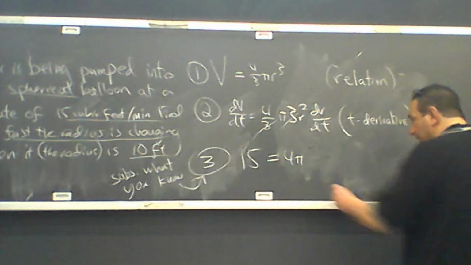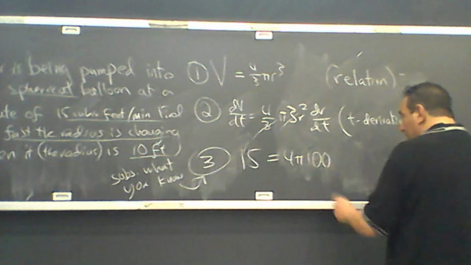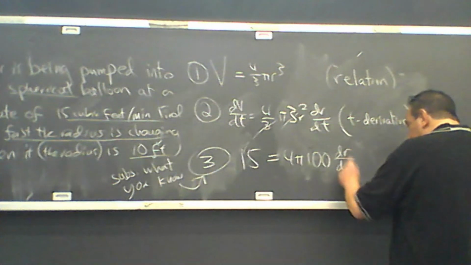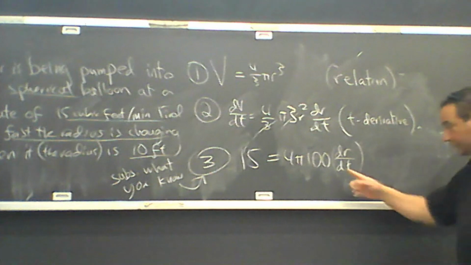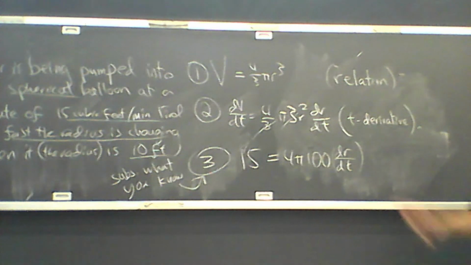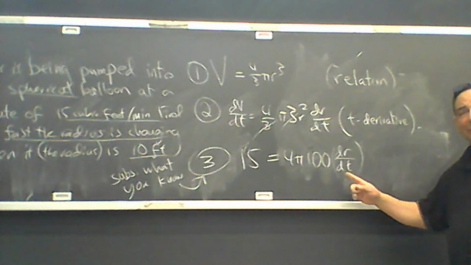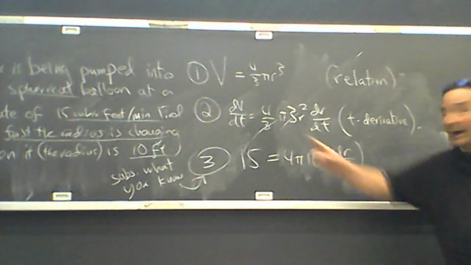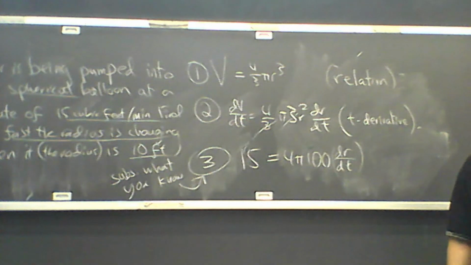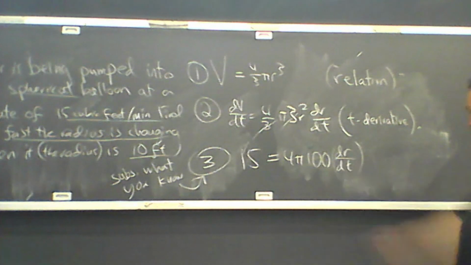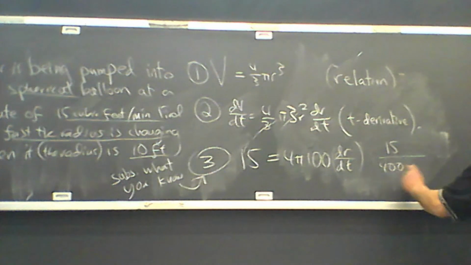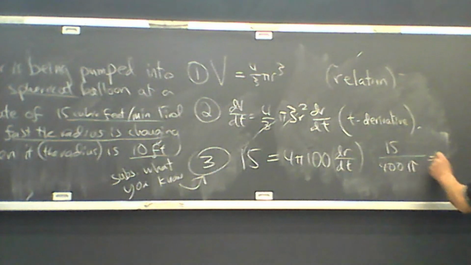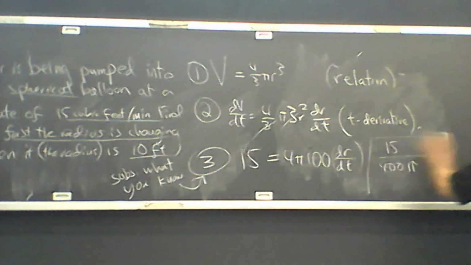Okay, anyway, so like I said, this snapshot occurs when the radius is 10 feet. So let's plug in 10 for the radius. And we have 10 squared, which is 100. And then we have the last variable, dr dt. Hey, wait a second. The dr dt says, what about me? You're the star of the show, right? The dr dt is the variable we're looking for. We're looking for how fast the radius is changing. Got the idea? So if I divide both sides by 400 pi, we get 15 over 400 pi, right? Is equal to dr dt.